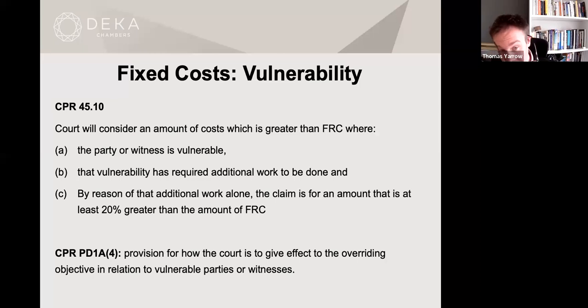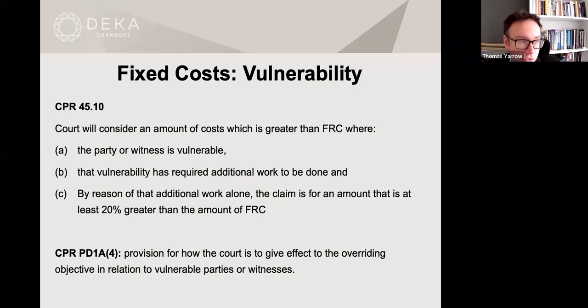Yes, fixed cost excludes disbursements. Vulnerability is dealt with in two ways. One, under Part 26, if the claim is one involving abuse or neglect or harm by or to a vulnerable adult, then you're going to be allocated to the multi-track anyway. So you're not going to be here. We're not even going to find ourselves in 4510.